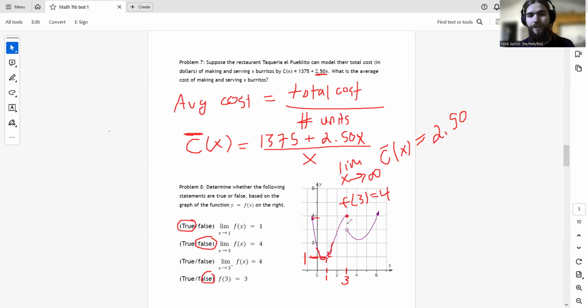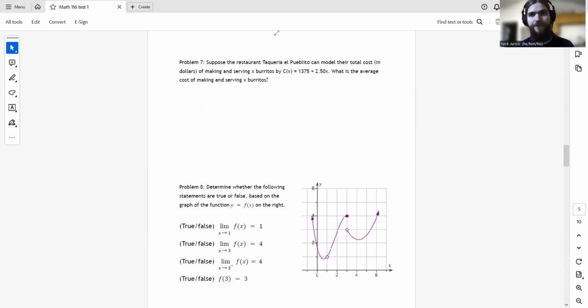This is false. If it was the other way around and it was this dot that was filled in and this was an open circle, then it would be true. But in this case, it's the other way around. It's false. That's about all I have to say here. Sort of practice with making distinctions between limits of functions from either side and values of the function.